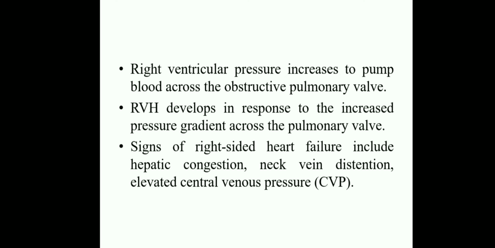So these are the signs we will see in this pulmonary stenosis condition. What are the signs we will identify? Here the right side of the heart failure is there. Because of the narrowing of the pulmonary artery, there is overload of the right ventricular blood pressure, so the right ventricular blood pressure is increased. So hepatic congestion is there, neck vein distension, and elevated central venous pressure also is increased. This is about the pathophysiology of pulmonary stenosis.